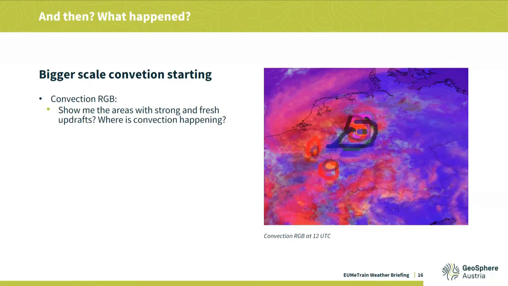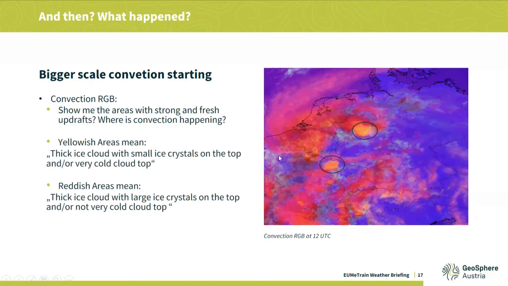I think you all know it. It's a classic. We have these yellowish areas: thick ice clouds with small ice crystals on the top and very cold cloud tops. So basically these two circles will be the main two supercells which produced large hail, severe gusts, and some severe flooding. The reddish areas, however, are more the older clouds with large ice crystals already and not very cold cloud tops. This picture is from 12 UTC, so you can see the storms are moving.